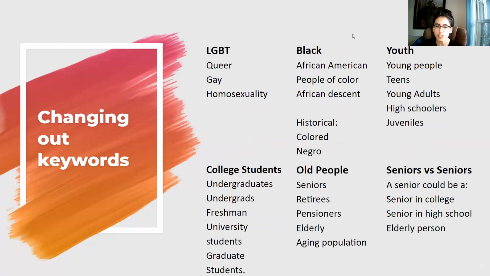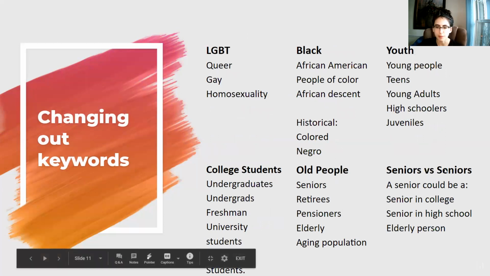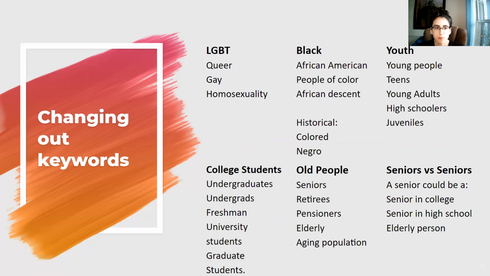Another thing you can do is changing out your keywords. My face is just always in the way. So if you choose a population like LGBT, Black, youth, there's going to be different ways of saying those words. With LGBT, that could be changed out to queer, gay, homosexuality. For Black, you could change to African American, people of color, African descent.